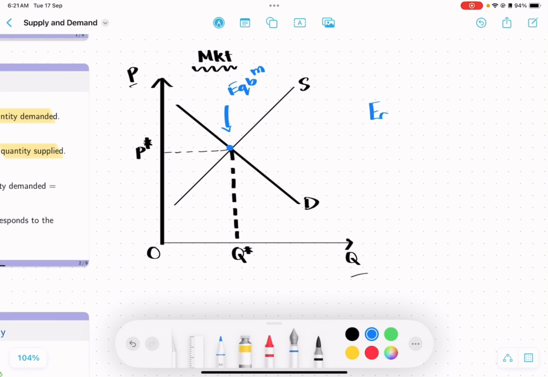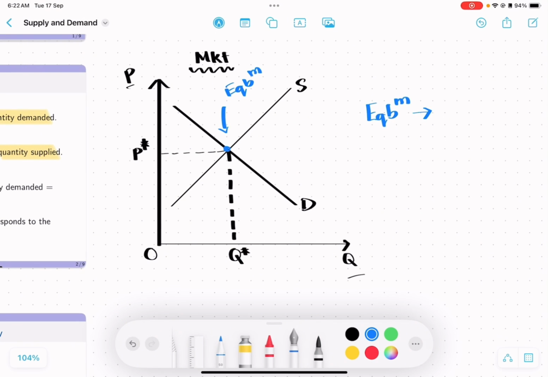What does equilibrium mean? Equilibrium, I believe I've explained to you during marginal benefit, marginal cost. So equilibrium essentially means no incentive for change. So once producers and consumers are operating at this price and at this quantity, neither has the incentive to change things around.